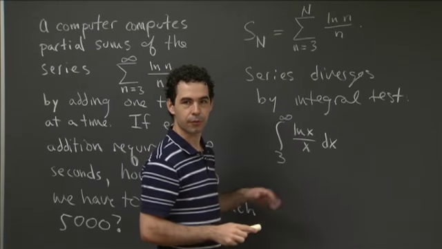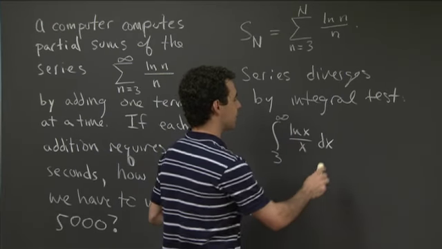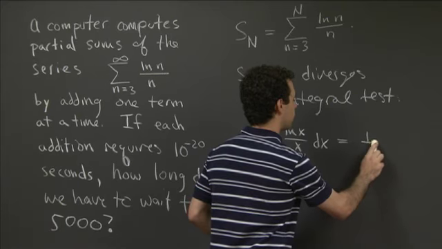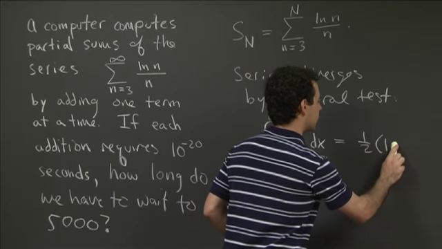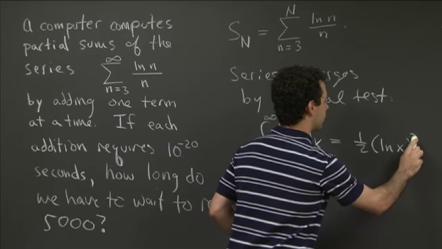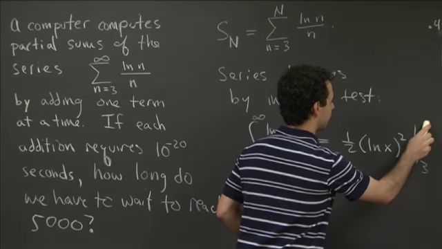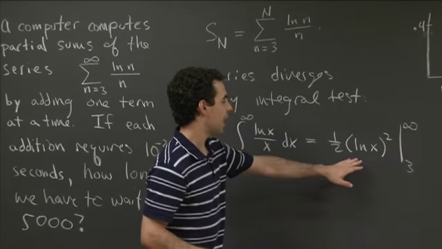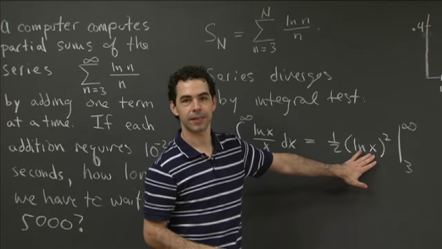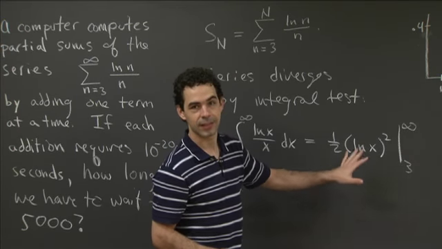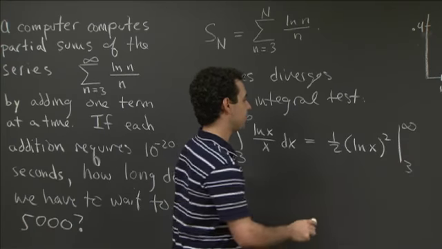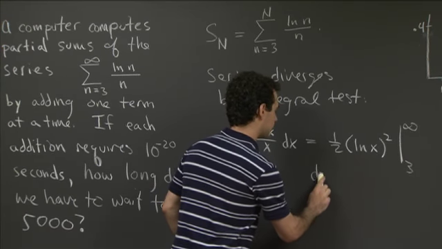though of course the lower bound 3 is not crucially important. This is something we know how to integrate. This is equal to 1/2 log of x quantity squared taken between 3 and infinity. And what you see is that as x goes to infinity, log of x goes to infinity, and so log of x squared goes to infinity. So this diverges.